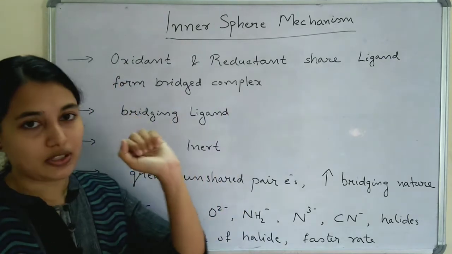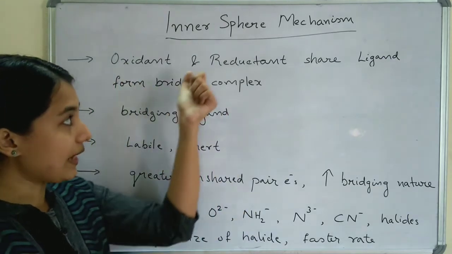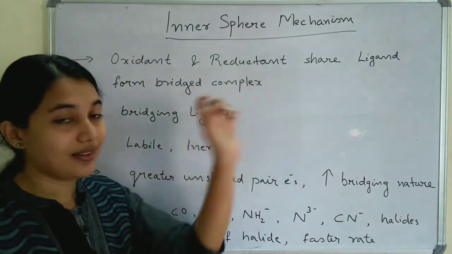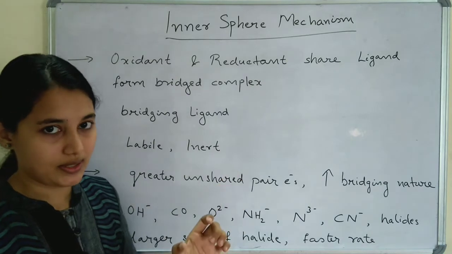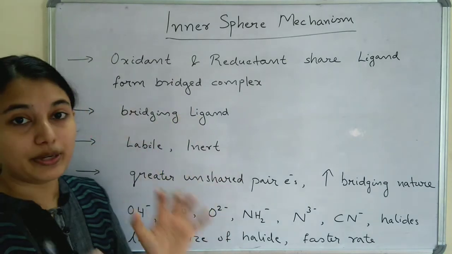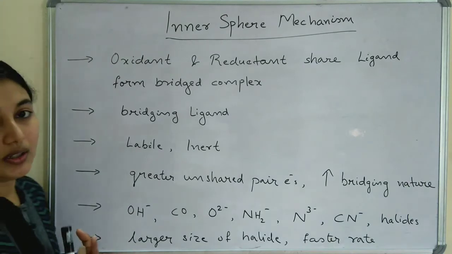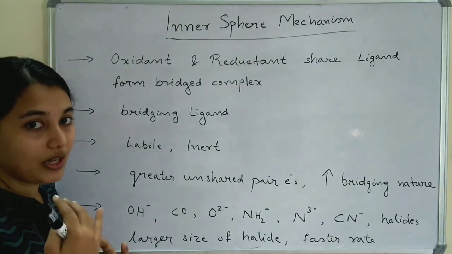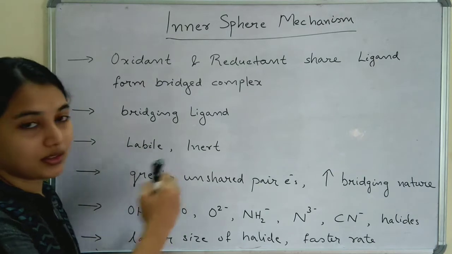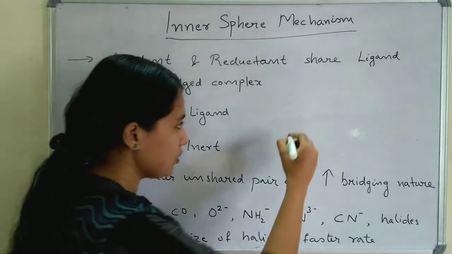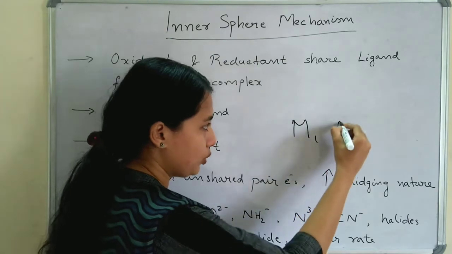So in inner sphere mechanism, the oxidizing agent and reducing agent share a bridging ligand and form a bridged complex. The bridging ligand is the ligand having an unshared pair, and this is very important. The two complexes are there, so let's say M1 and M2.